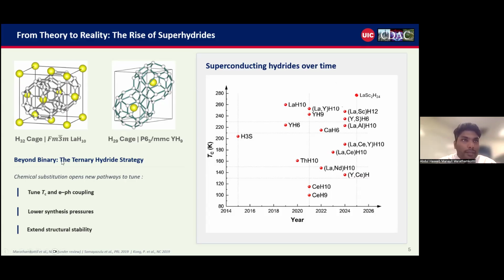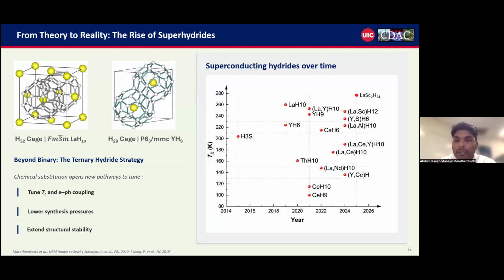This is where ternary hydrides come in. The idea is straightforward: introduce a third element to create new degrees of freedom. Chemical substitution lets you simultaneously tune the electron-phonon coupling, shift the synthesis pressure, and extend the pressure range over which the cage structure remains stable. Theory led the way here. Calculations showed that alloying rare earth elements preserves the clathrate cage while modifying the phonon spectrum, potentially pushing the Tc higher.